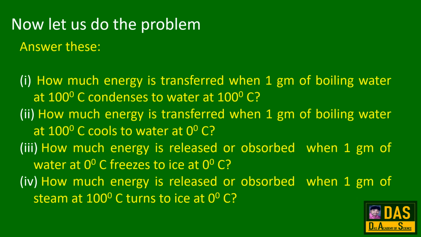Now let us do the problems. Answer these. How much energy is transferred when 1 gram of boiling water at 100 degrees Celsius condenses to water at 100 degrees Celsius? Second one. How much energy is transferred when 1 gram of boiling water at 100 degrees Celsius cools to water at 0 degrees Celsius? Third one. How much energy is released or absorbed when 1 gram of water at 0 degrees Celsius freezes to ice at 0 degrees Celsius? Fourth one. How much energy is released or absorbed when 1 gram of steam at 100 degrees Celsius turns to ice at 0 degrees Celsius?